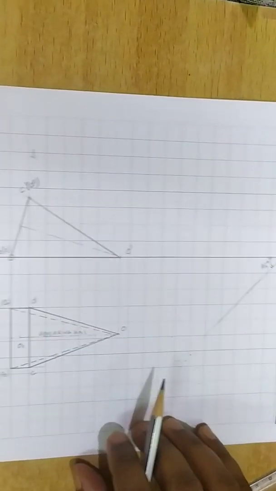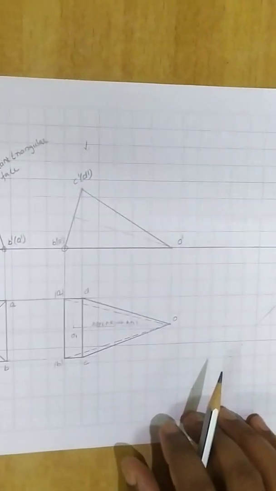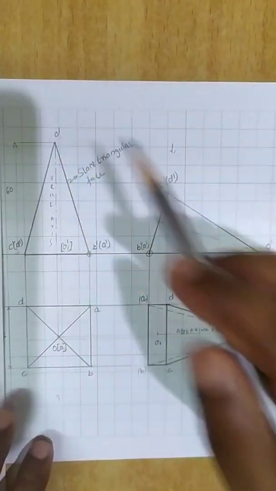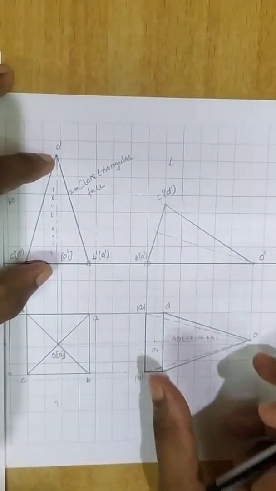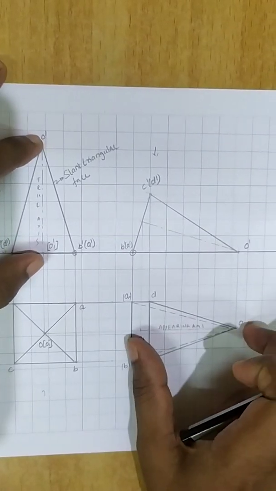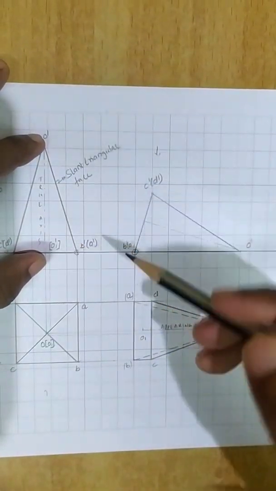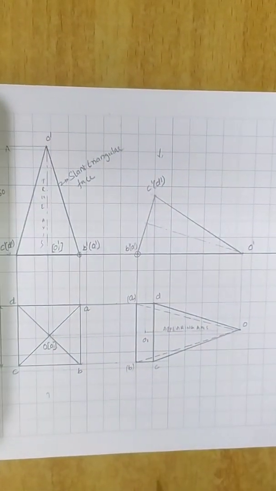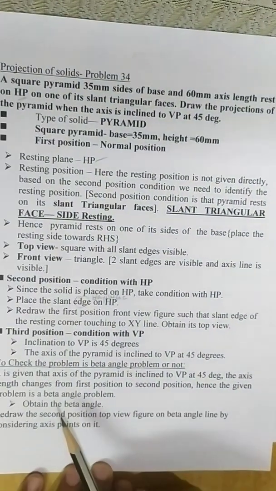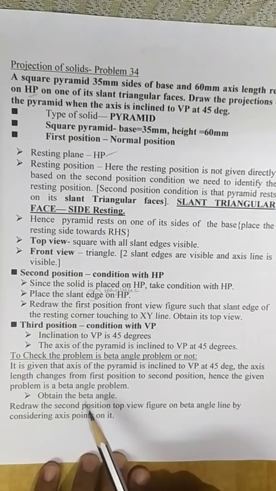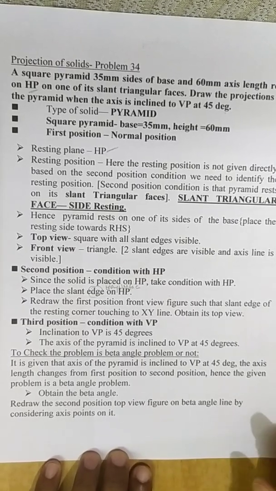On this line, what do we need to place? We need to place the actual axis length, that is this axis length. If you observe, from the first position to the second position we have a variation in the length. Since the length variation is there, we will get a beta angle here. That is what I have written here: the axis length varies from the first position to the second position. Hence the given problem is a beta angle problem. We have to obtain the beta angle. So let us do that now.